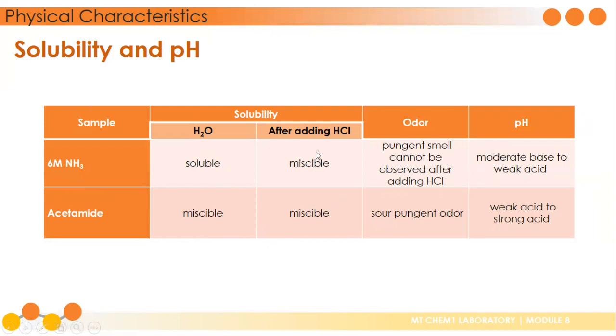For the pH, before adding HCl, ammonia is a moderate base. Then after adding hydrochloric acid, it becomes a weak base. Acetamide, on the other hand, is already a weak base, and upon adding hydrochloric acid, it becomes a strong acid.